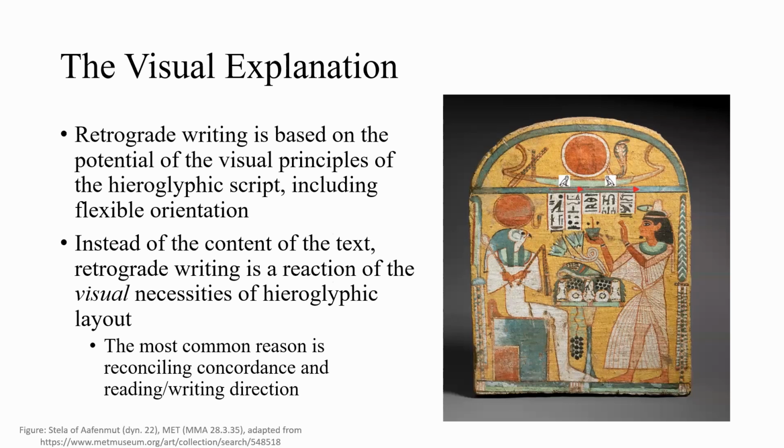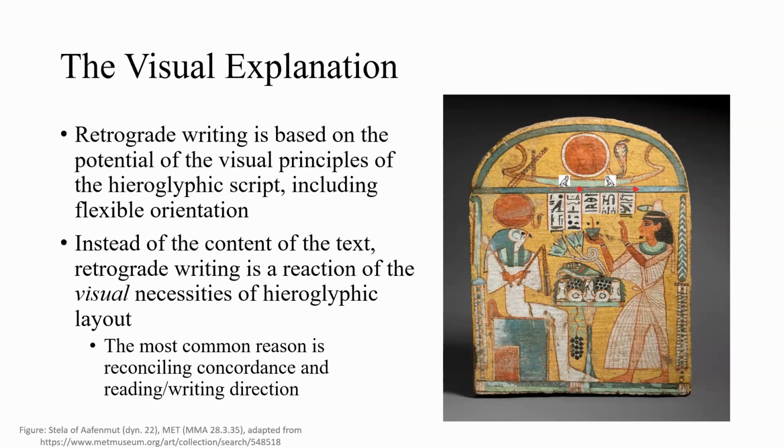So let's look at an example. If you'll recall the principle of concordance, where a text attached to a figure has to accompany said figure in its orientation, you can see that play out in this stela. So these two lines refer to the god here, and these three lines refer to the owner of the stela here, called Alf and Mul.